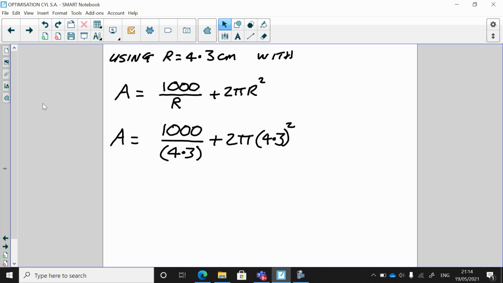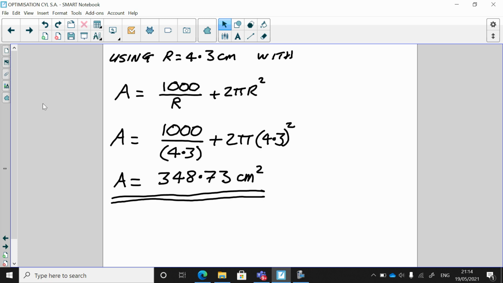So go for however many decimal places you need or you think the question requires. So I'm going for 348.73. Because it's an area, the base unit is centimetres, so it's centimetres squared. That's us finished. Next.